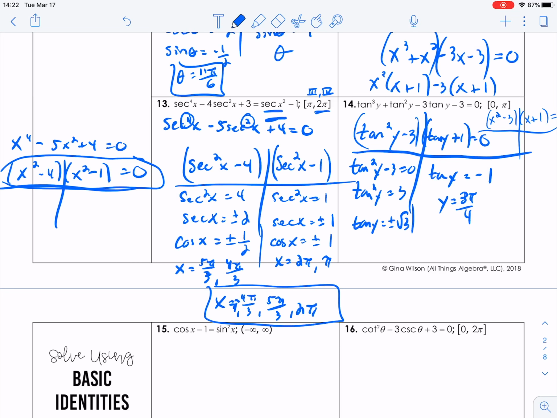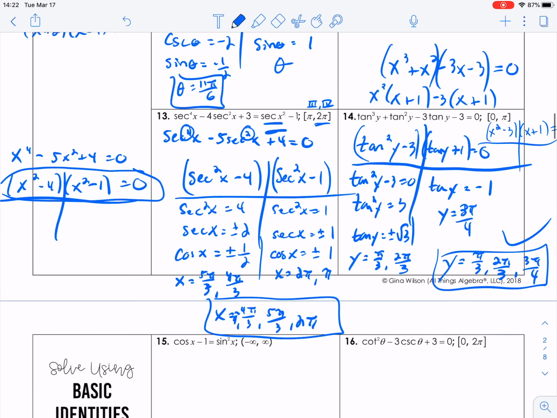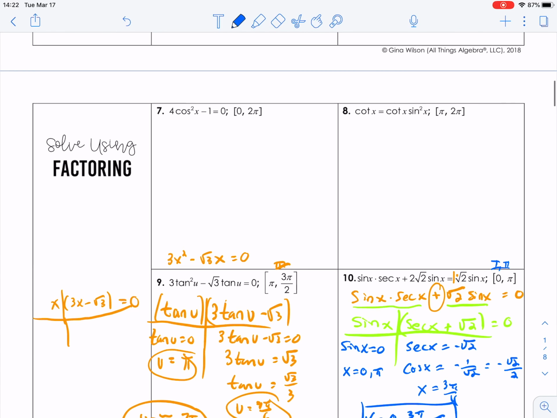This one, we can get two values, pi over 3 and 2 pi over 3, since it could be plus or minus. So we have 3 values total: pi over 3, 2 pi over 3, and 3 pi over 4. And we are done with that one. So that is using factoring to solve.